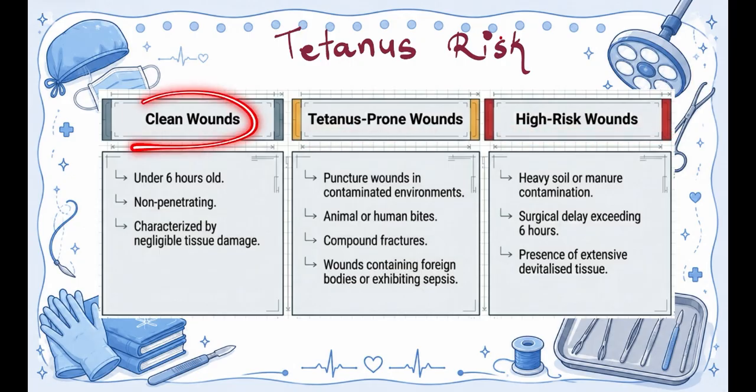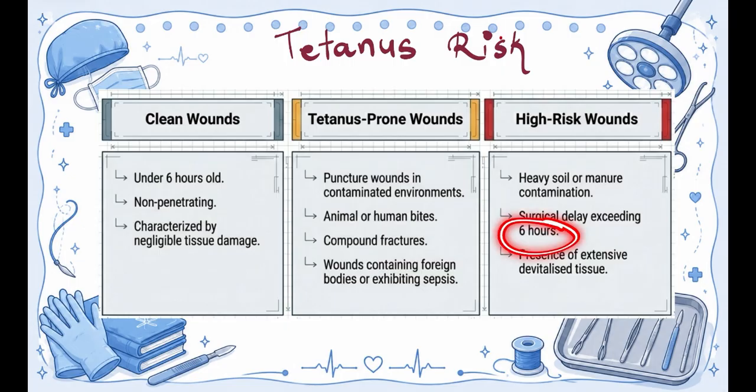These are minor injuries. They are less than 6 hours old, non-penetrating, and show very little tissue damage. Next, we have tetanus-prone wounds. These carry a very real danger. They include deep punctures, animal bites, or compound fractures where a bone breaks through the skin. Finally, high-risk wounds are the most severe category. These involve heavy soil or manure contamination. They might involve extensive devitalized tissue, or there might have been a significant delay before the patient reached the hospital.